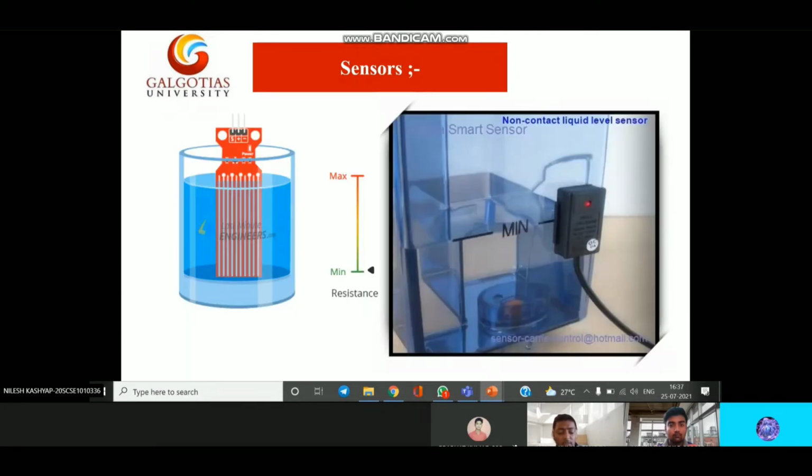This sensor is one of the most widely used for detecting liquid level. By fixing the water level sensor in a liquid container, the variable resistance sets to a specific value based on the water level. The sensor measures this analog resistance and sends it to the Arduino.